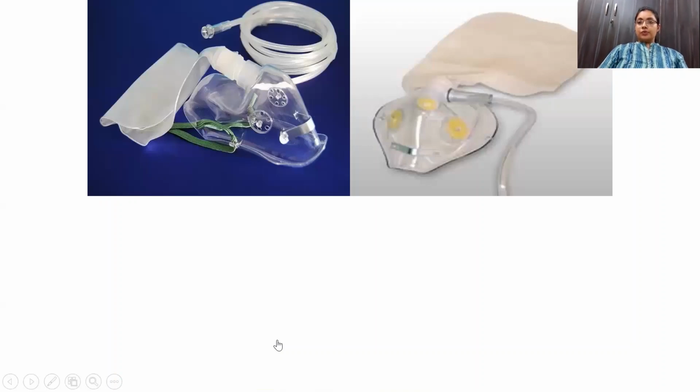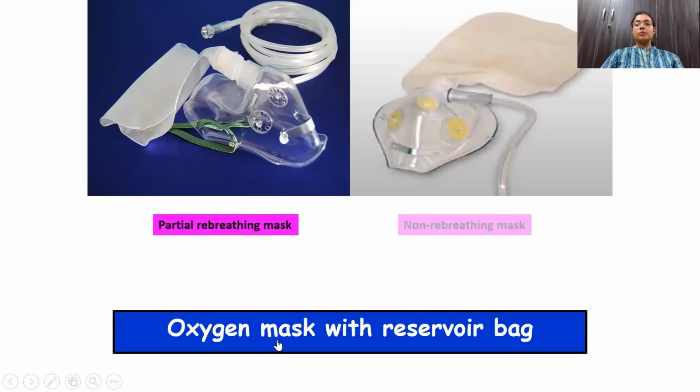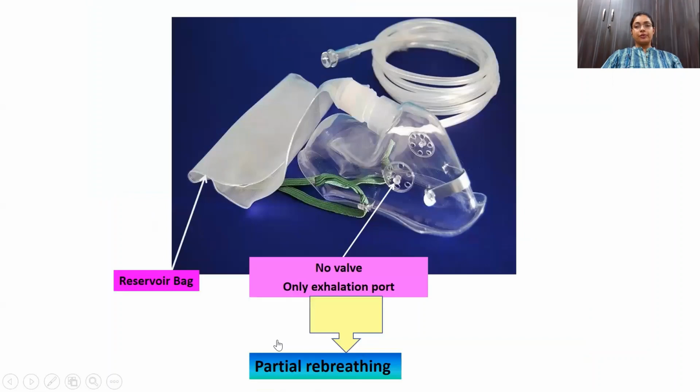Next device, which has been of a lot of use in the COVID scenario, is mask with reservoir bag. These masks are of two types again. One is a partial rebreathing mask and the other one is a non-rebreathing mask. Now, essentially, they look similar to you, but there is a difference in them. I will tell you how to differentiate. Let's go one by one.